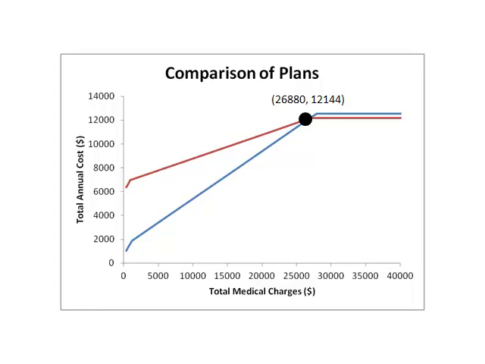If the amount of medical charges is less than $26,880, the Basic Plus plan will be the cheapest. If the amount of medical charges is greater than $26,880, then the Premier plan is cheapest. However, keep in mind that there is only a small difference between the plans once the amount of charges exceeds $26,880.